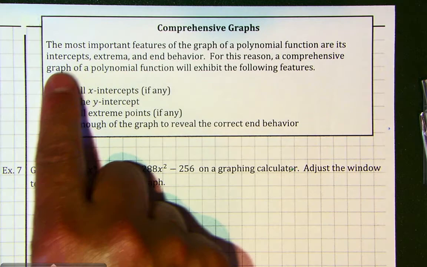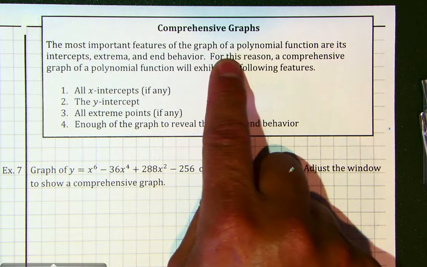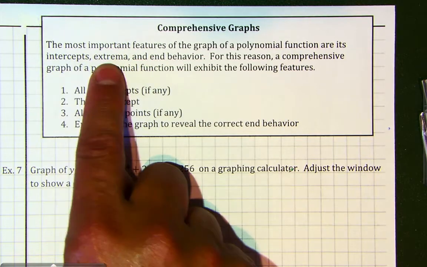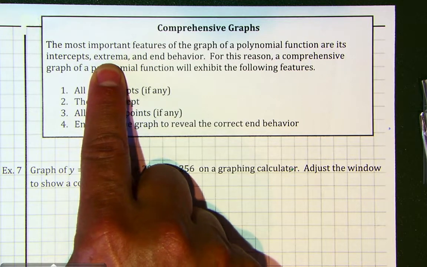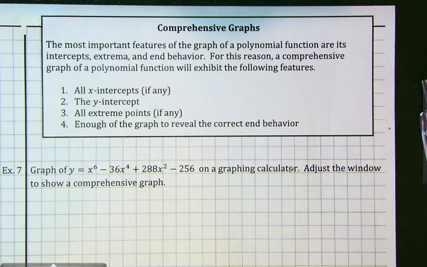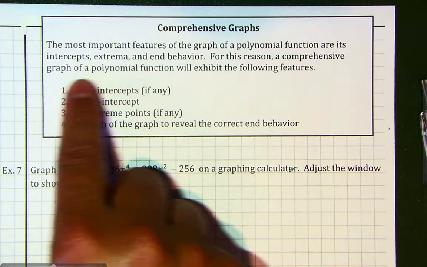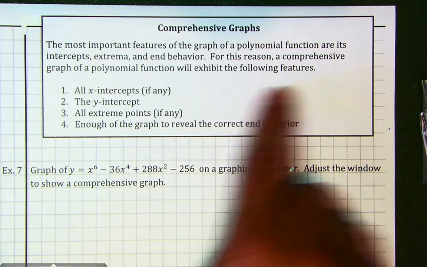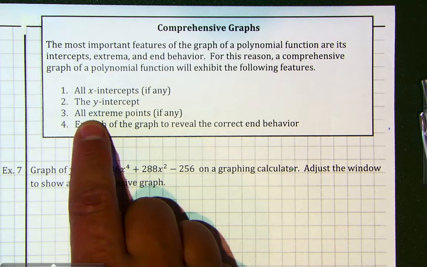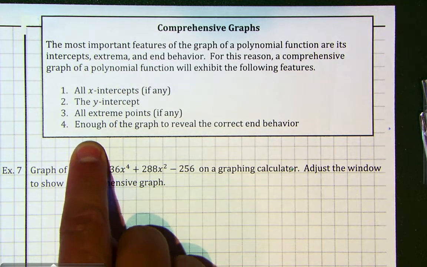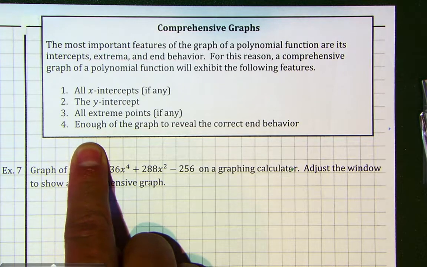So the most important features of the graph of a polynomial function are its x-intercepts, extrema, local maximum, local minimum, and end behavior. For this reason, a comprehensive graph of a polynomial function will exhibit the following features. We want to make sure that we can see all the x-intercepts, all the y-intercepts, all the extreme points, and enough points to be able to reveal the correct end behavior.